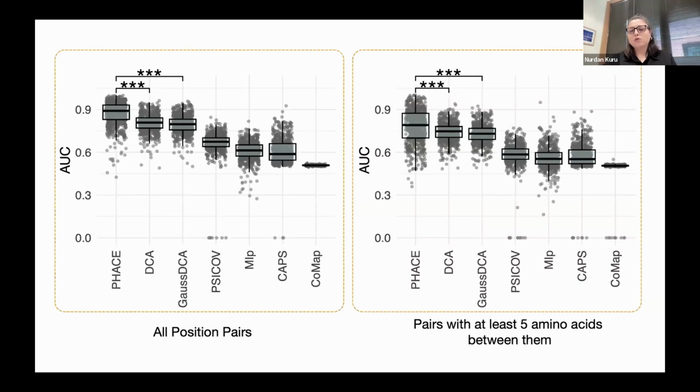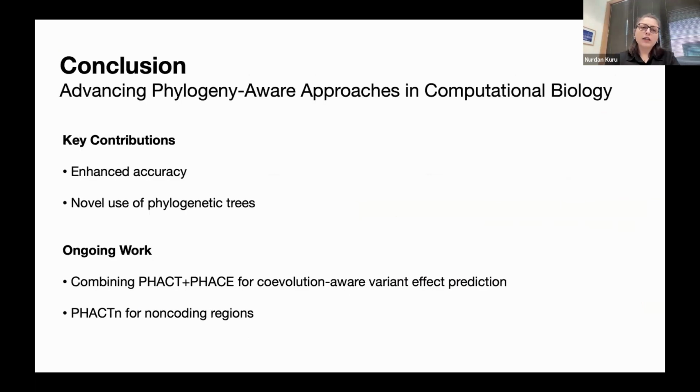So our next step is combining FACT and FACT-Boost with coevolution information and making coevolution-aware variant effect prediction. So in conclusion, we say that our key contribution is that we can design more accurate algorithms by using phylogenetic information, and we offer a way for novel use of phylogenetic trees.